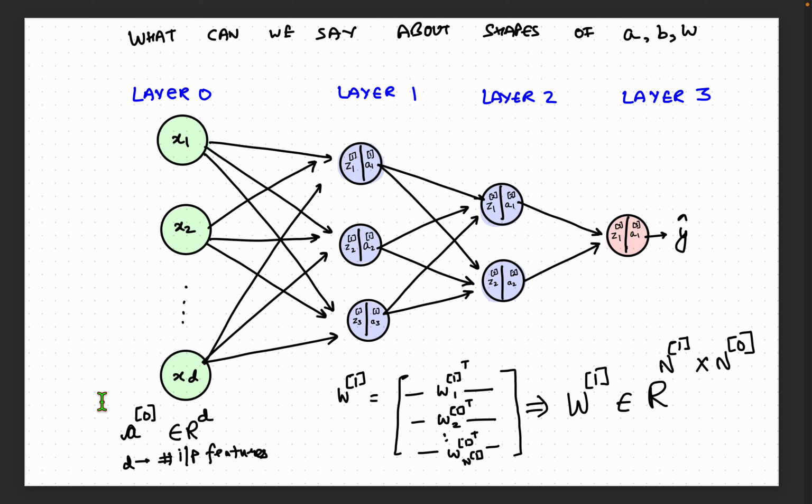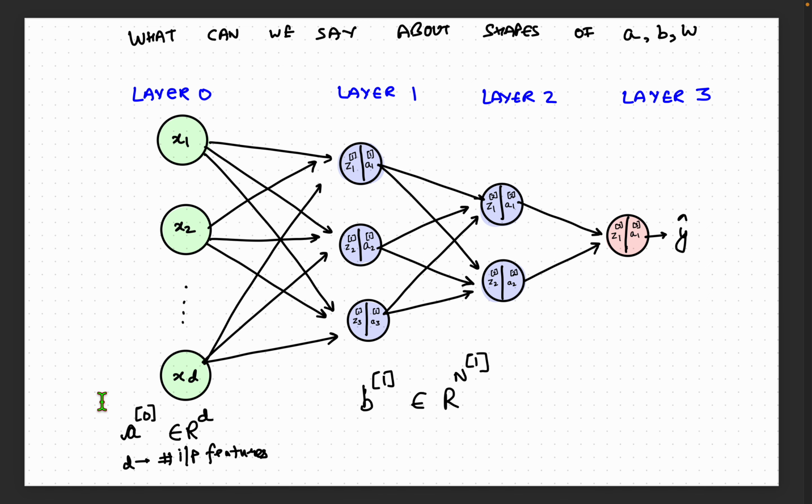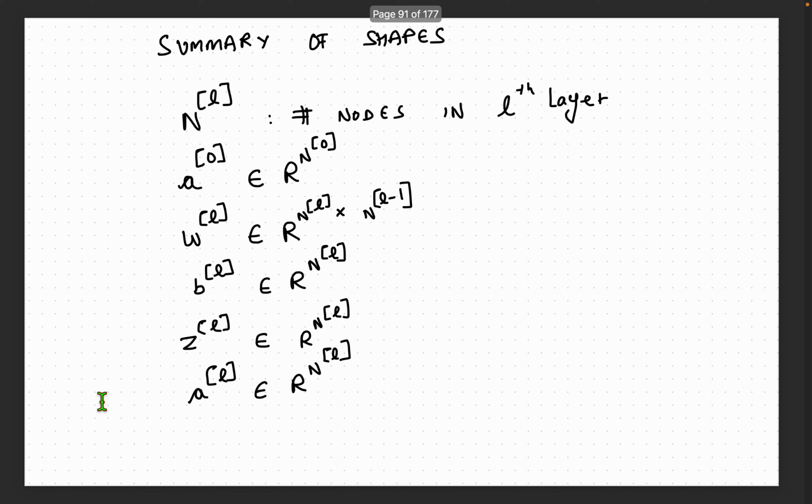So this way, if we have to see what is the dimension of W superscript 1, we can say that it is R^(N superscript 1 cross N superscript 0), because we have now introduced the notation of N here. And B will be of size N superscript 1 because bias is always for the current layer. Okay, so this is the summary of shapes that we have.